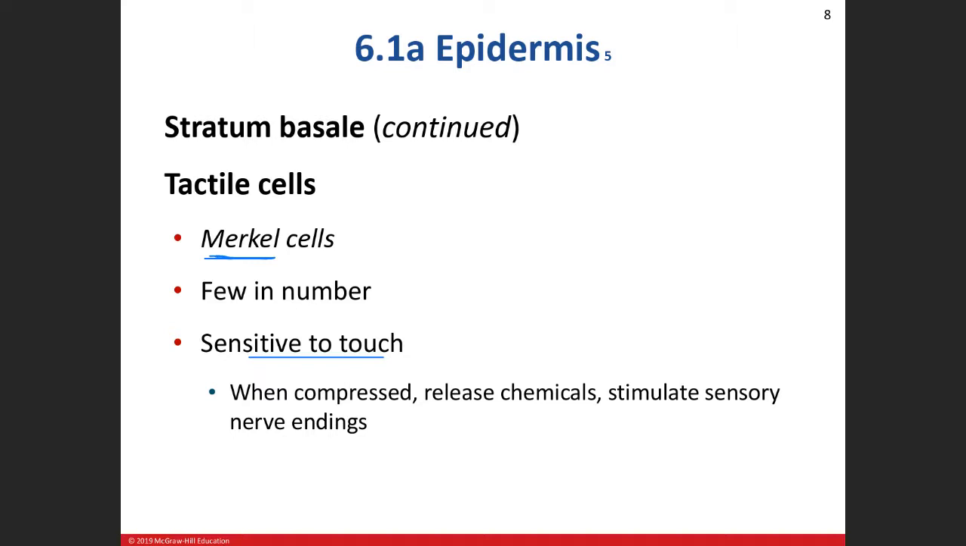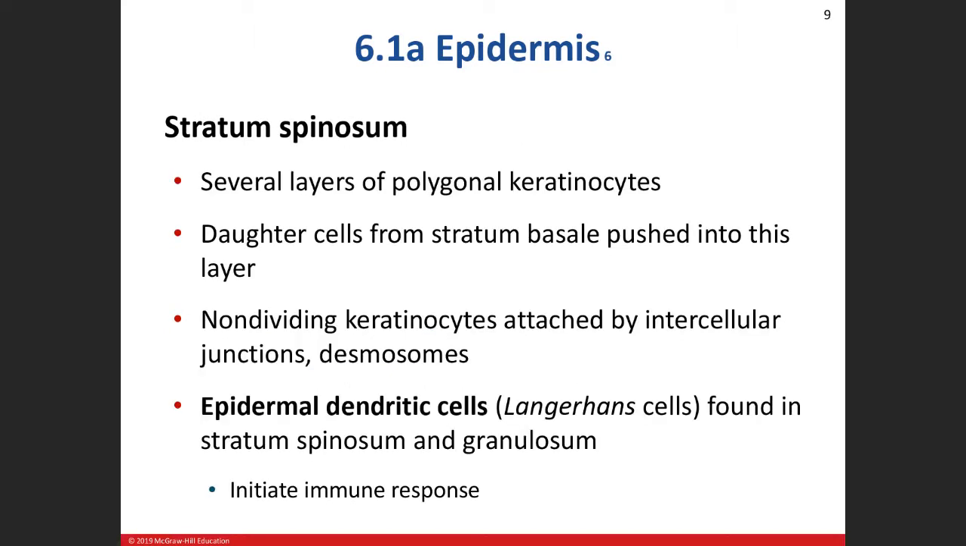All right, let's talk about the second layer. The next layer up is the stratum spinosum. Remember I was telling you when those keratinocytes divide, one stays in that one cell layer, the other one migrates into the next layer. These keratinocytes are what we call polygonal, which is just this goofy shape. It's just an oddly shaped cell. It's not quite squamous shaped, and it's not quite cuboidal or low columnar shaped. It's kind of in between.